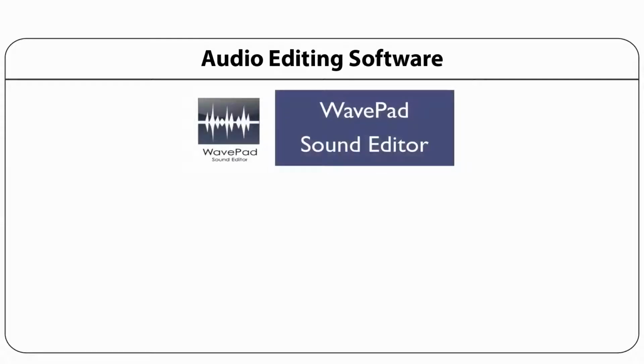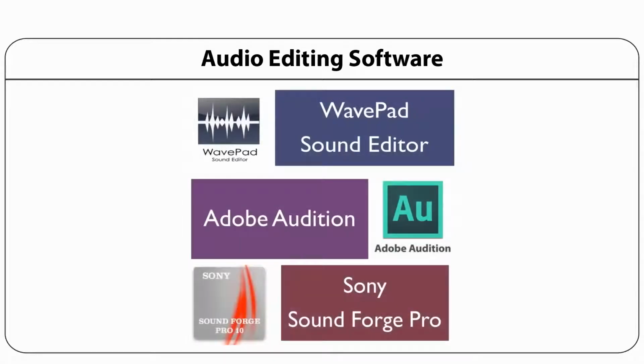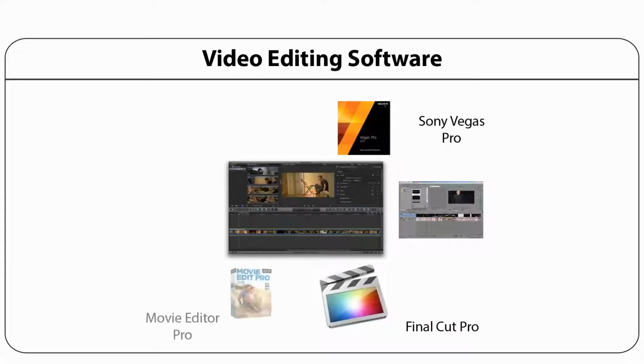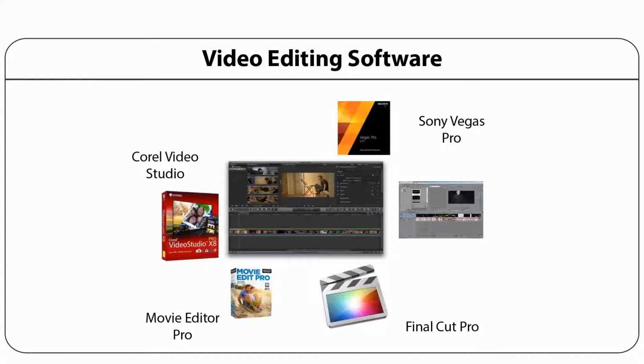Audio editing software. The most popular professional audio editing software are WavePad Sound Editor, Adobe Audition, Sony Sound Forge Pro, etc. These software have the facility to mix and edit different tracks. The sixth one is video editing software. The most popular video editing software are Sony Vegas Pro, Final Cut Pro, Movie Editor Pro, Corel VideoStudio, etc. These software have the facility to edit, mix, and provide special effects on the video. They also have the facility to mix and edit audio on the video.